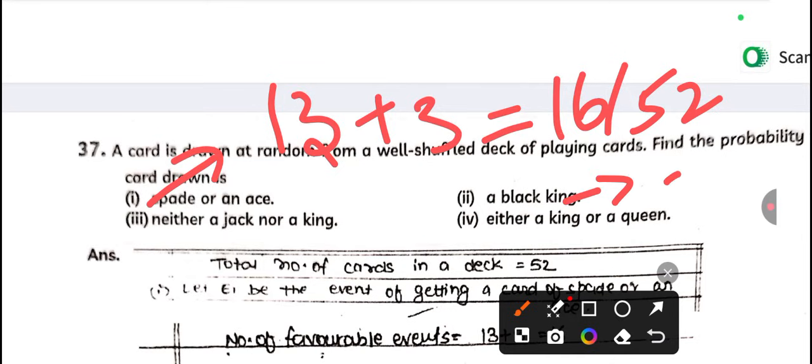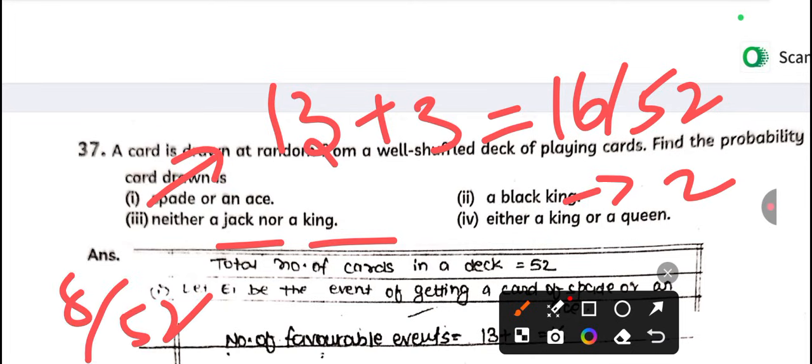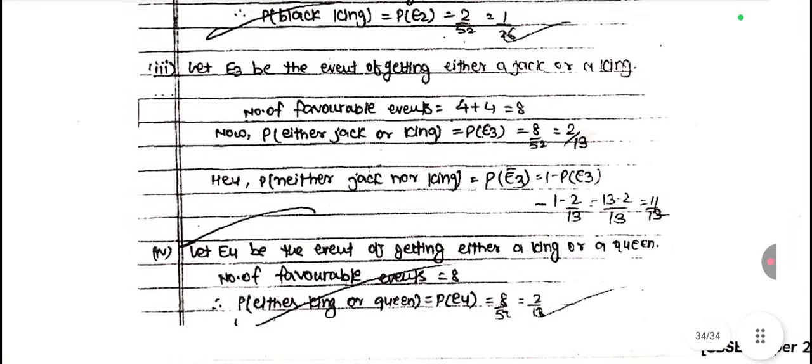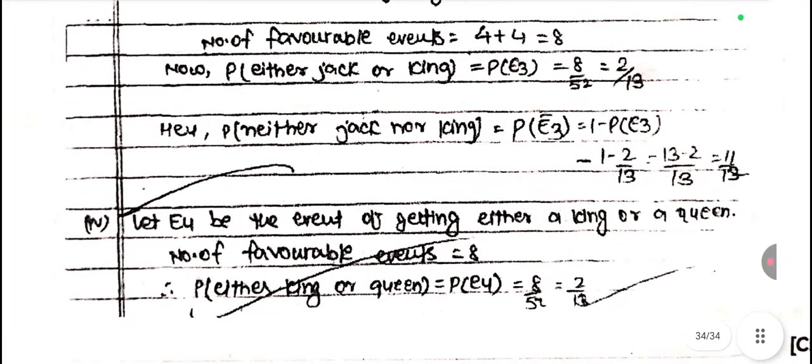Black king, only 2 cards, yes or no? 2 by 52. Neither a jack nor a king: first, find either a jack or a king. 4 plus 4, 8. 8 by 52. Subtract from the total, then you will get 44 by 52. Either a king or queen: now again, there is no common card in king and queen. So 4 plus 4, you will get 8 by 52. For neither, you have to subtract from the total.